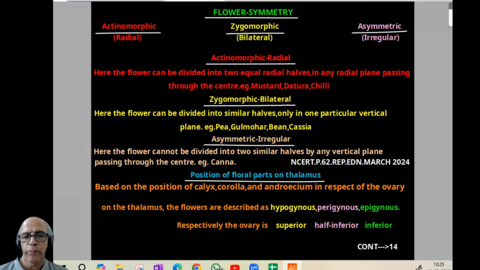Next is zygomorphic or bilateral. Here, the flower can be divided into 2 halves in only one particular vertical plane. Example is pea, gulmohar, bean, and cassia. So Papilionaceae, it is zygomorphic. Vexillary aestivation is there. So, I told you it is zygomorphic. Now comes asymmetric or irregular. Here, the flower cannot be divided into 2 similar halves along any vertical plane passing through the center because some outgrowth will be there. Example is canna, asymmetric or irregular. I think these 3 are clear, important for exam with examples. Now, position of floral parts on thalamus.